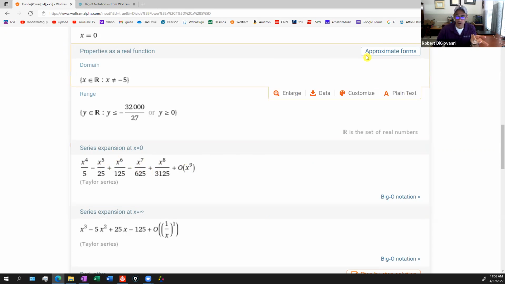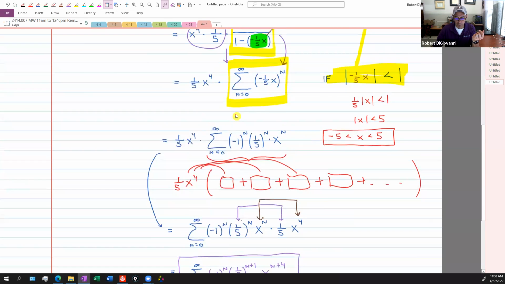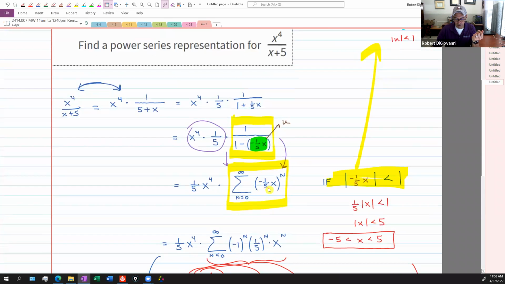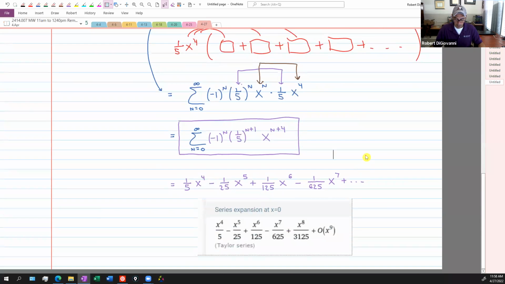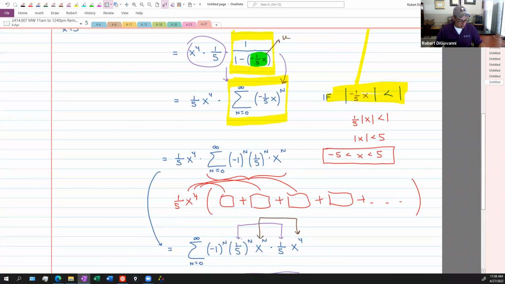It's centered at 0 here because look at our formula, it had just x. It wasn't x minus 2 or x plus 1 in parentheses to the n. That's why it's centered at 0. All right, I'm moving on.